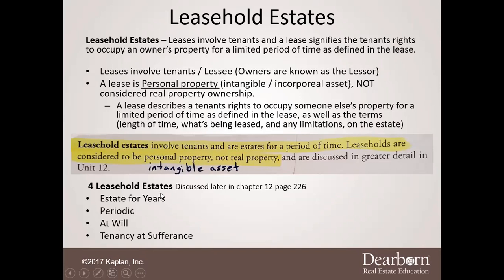And there are 4 types of leasehold estates that we're going to discuss later in chapter 12. And they're an estate for years, a periodic estate, a tenancy at will, and a tenancy at sufferance. Those are the 4 types of leasehold estates we're going to go over in a much, much later chapter 12.